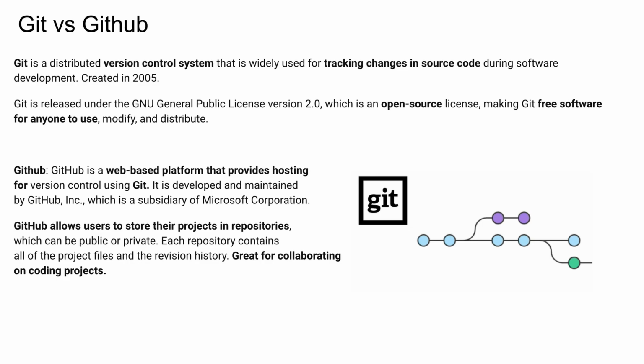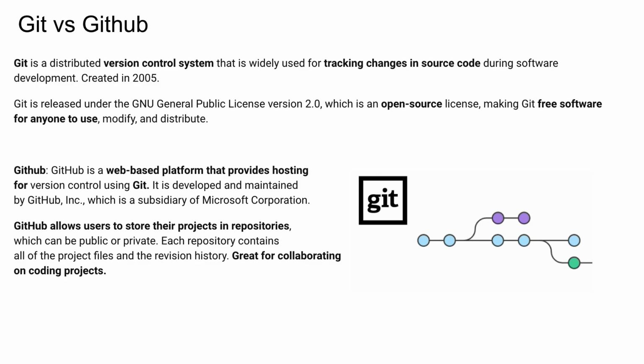Git is a version control system. It's great for tracking changes to your projects, your coding projects. It was created in 2005. It's open source and it is free for anyone to use.